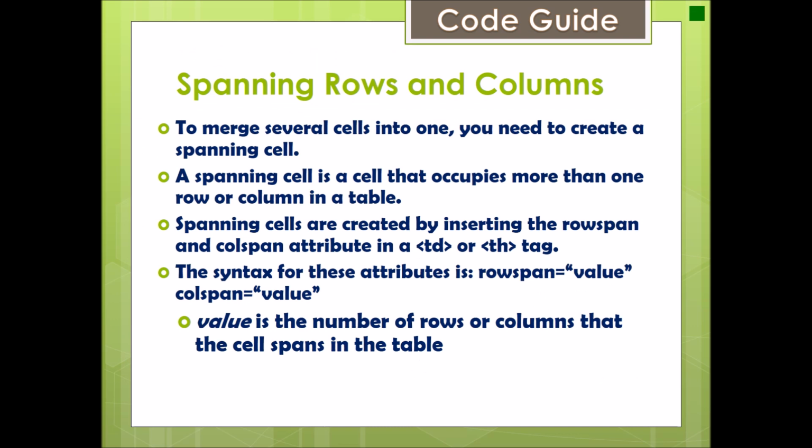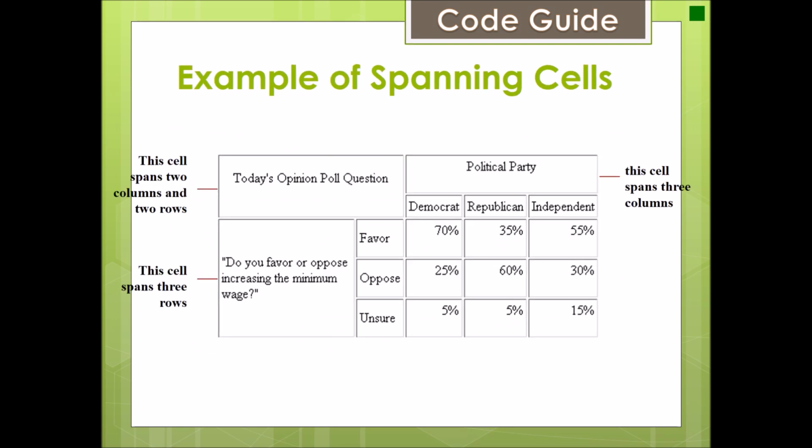Then, spanning rows and columns. To merge several cells into one, you need to create a spanning cell. A spanning cell is a cell that occupies more than one row or column in a table. Spanning cells are created by inserting the rowspan and colspan attributes in a TD or a TH tag. The syntax is rowspan equal to value or colspan equal to value, where value is the number of rows or columns that the cell spans in the table.